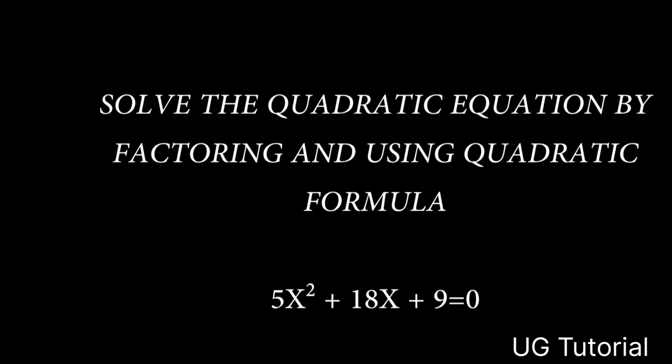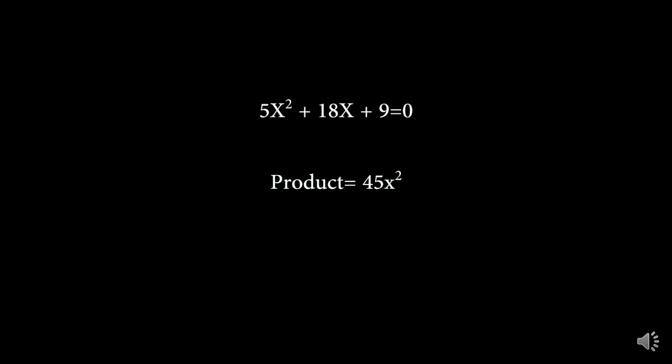So let's commence the main discussion for today. The first method I'm going to be using today is the factorization method. Okay. Now, since this is a quadratic equation, there's no need of us turning it into a quadratic equation. So what we just go to is finding the product and the sum. The product for this question is 45x squared, and the sum for this question is 18x. So how did I get my product? 5x squared times 9 is equal to 45x squared, and the sum is the middle, which is 18x.